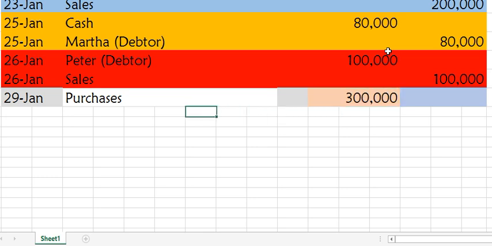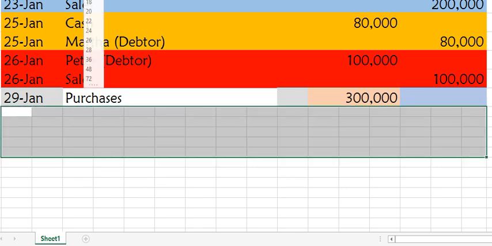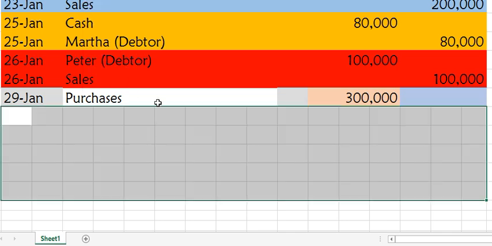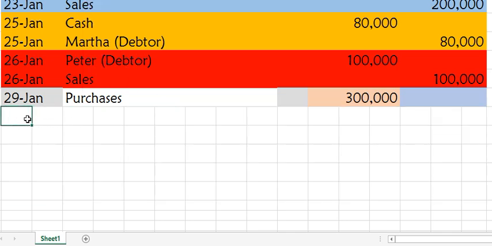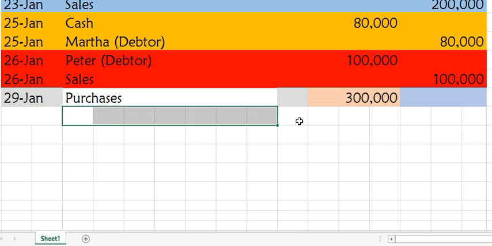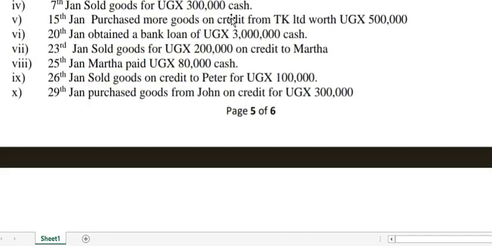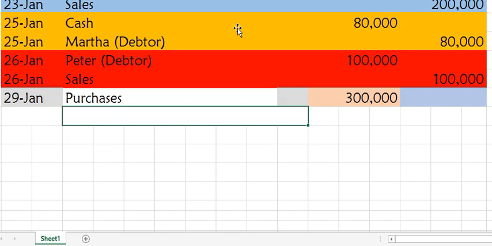But these goods have been purchased on credit. So what do we have to do? We have to credit the supplier's account, and in this case, the supplier is John. Goods have been bought from John. So John is a creditor.